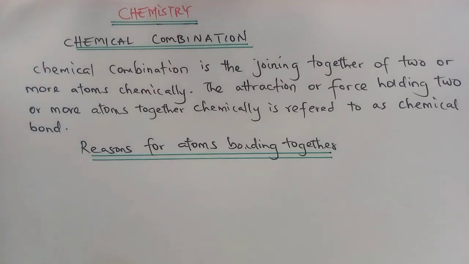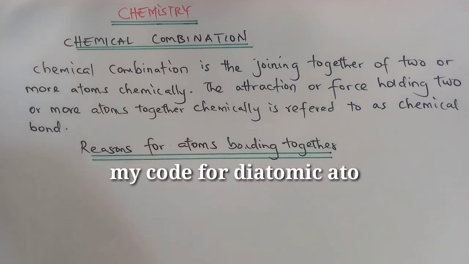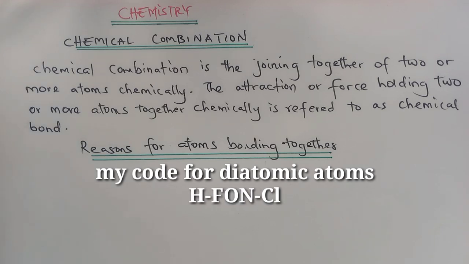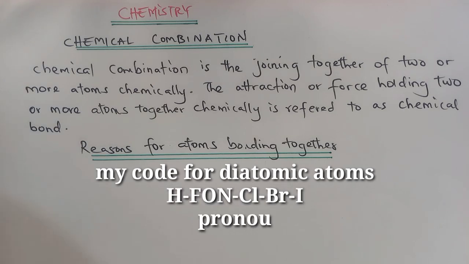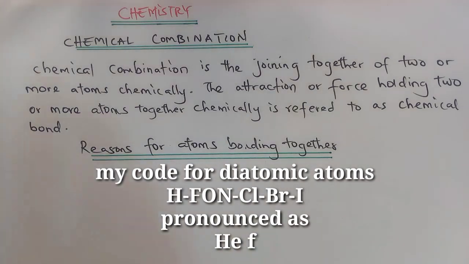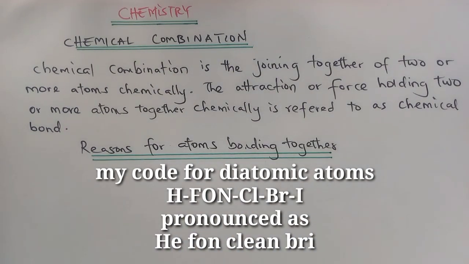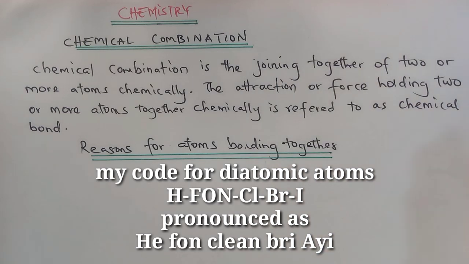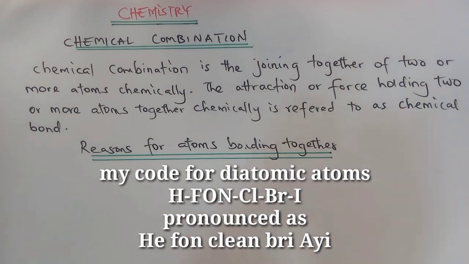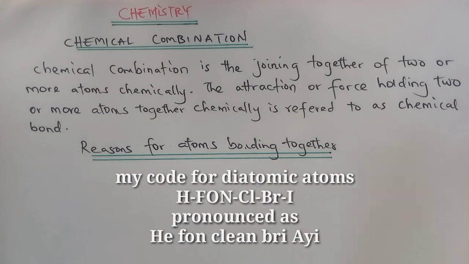We know that not all atoms can exist alone. So one of the reasons why atoms want to bond together is because most of them don't exist alone. Most of them, like the diatomic elements hydrogen, fluorine, oxygen, nitrogen, chlorine, bromine, and iodine, don't actually exist as a single atom. So they need to bond together to give us their molecule. This is one of the reasons why atoms tend to bond together.